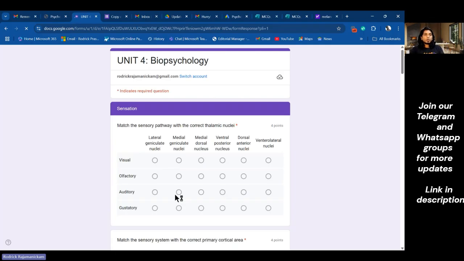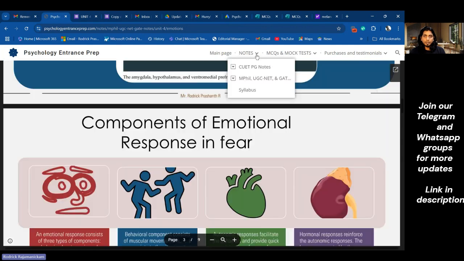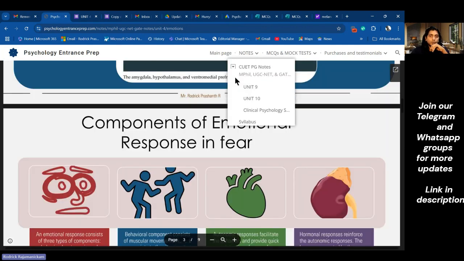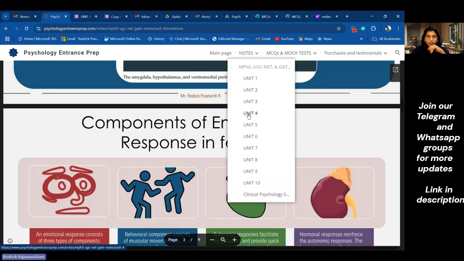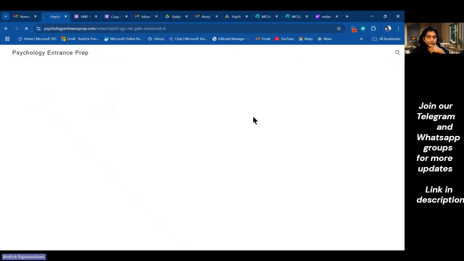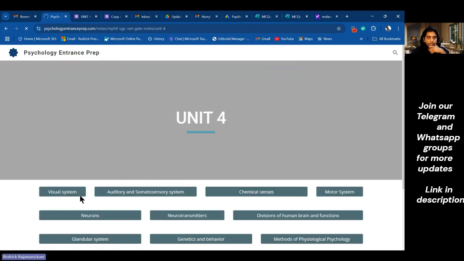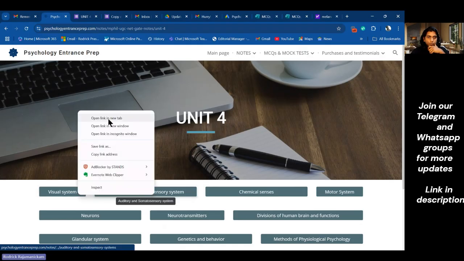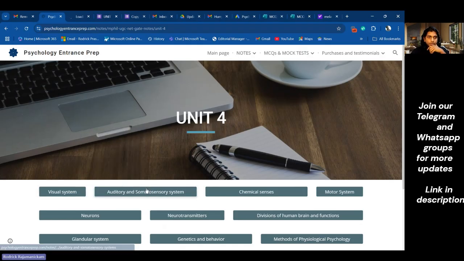Anyway, so we'll go on to sensation. This is about sensory systems. There are quite a few PPTs that are there. So we have visual system, we have auditory system, and even chemical senses. So we open them and keep them on separate tabs.